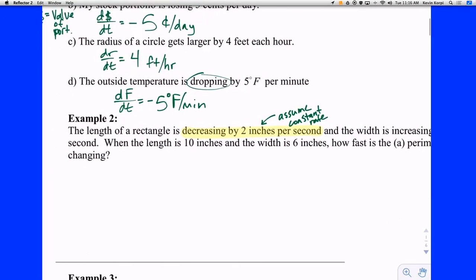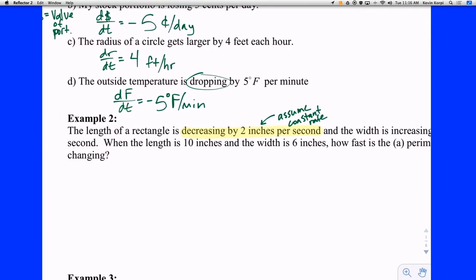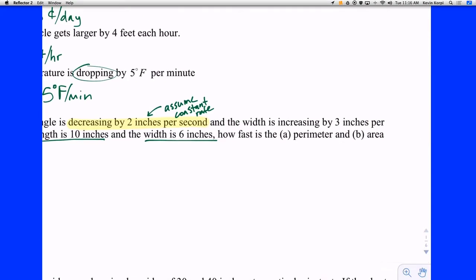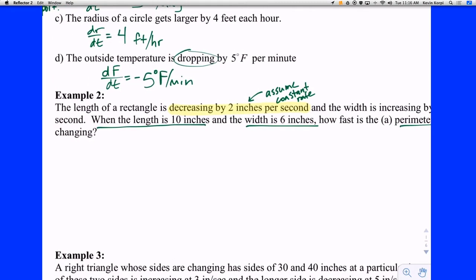And the width is increasing by 3 inches per second. Now here's the follow-up part. When the length is 10 inches and the width is 6 inches, how fast is the perimeter changing and how fast is the area changing?